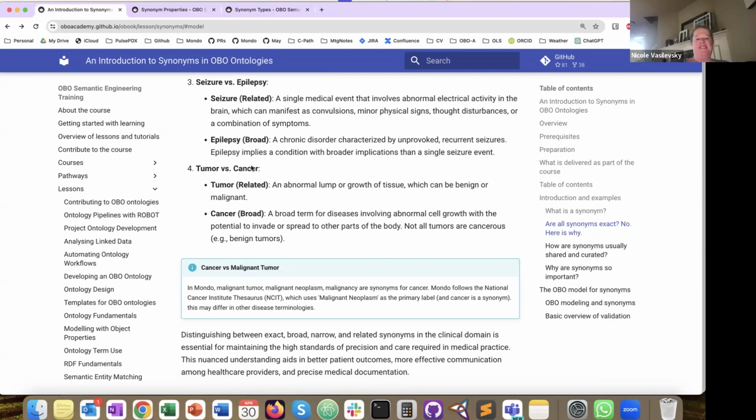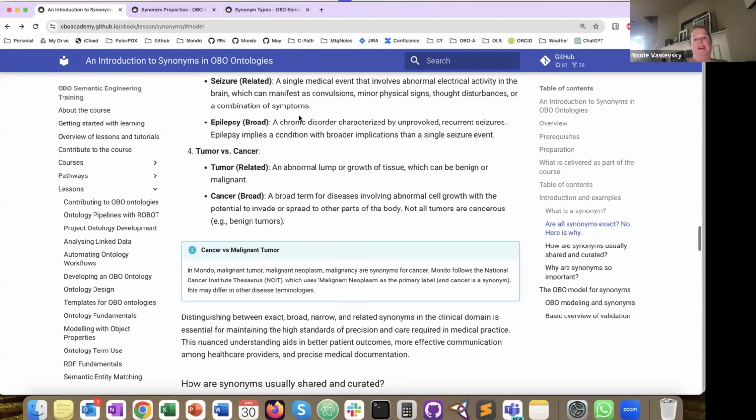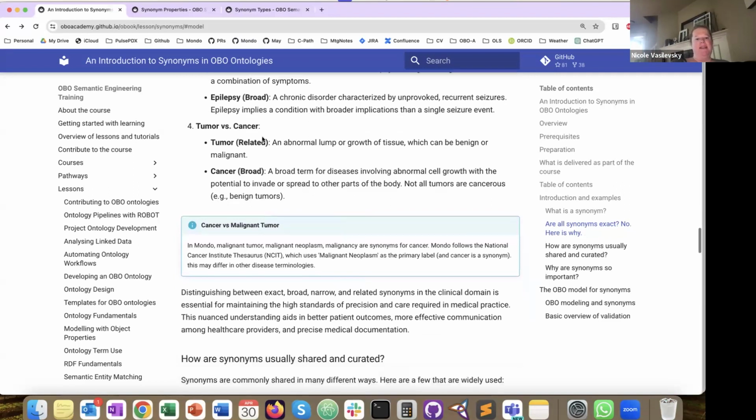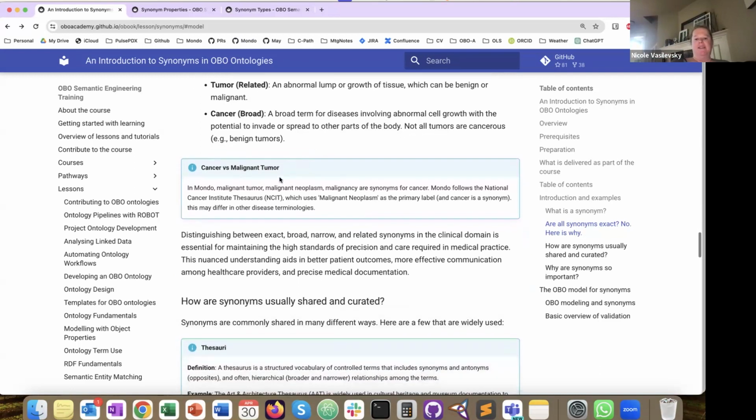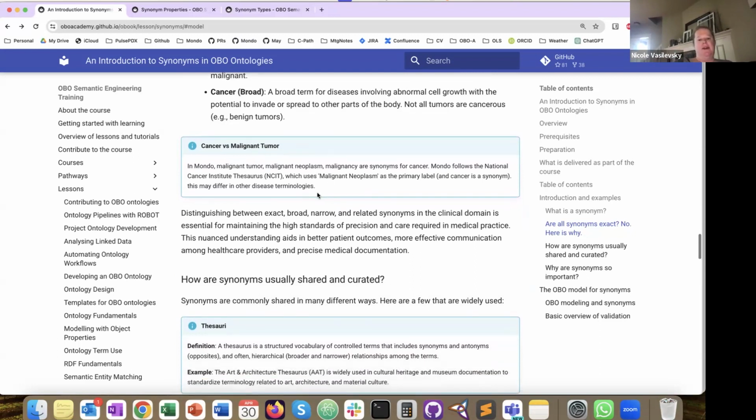Sure, yeah. So seizures are the medical event that occurs when someone has the disease epilepsy, or it could also occur without having a diagnosis of epilepsy. And tumor versus cancer. Tumor refers to the actual lump or growth, and cancer can be the actual diagnosis or the disease. We also distinguish here between cancer versus malignant tumor. This is an example from Mondo where we use cancer and malignant tumor as synonyms, whereas other medical terminologies may not use these in the same way, but we follow the National Cancer Institute thesaurus.